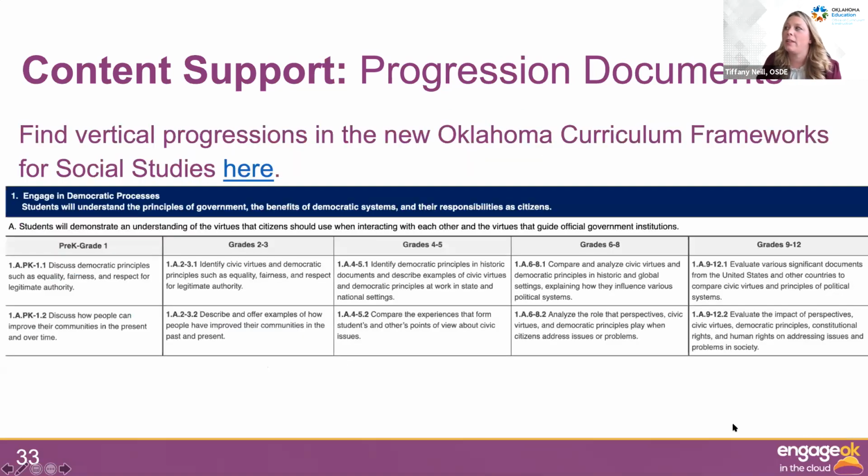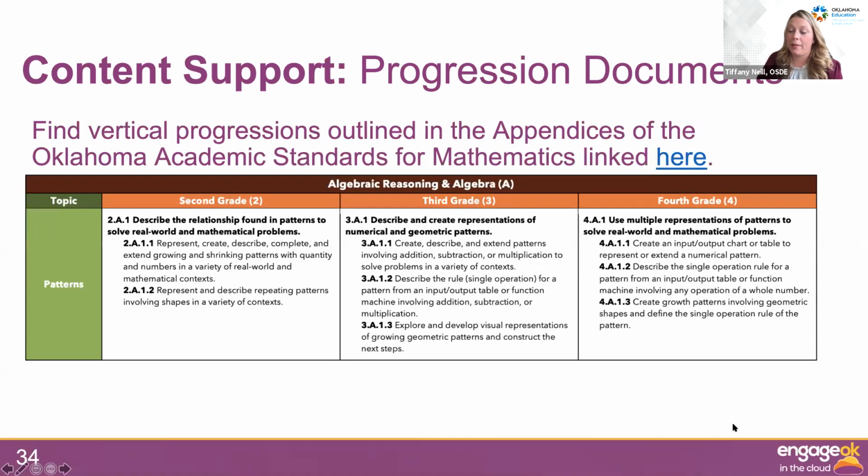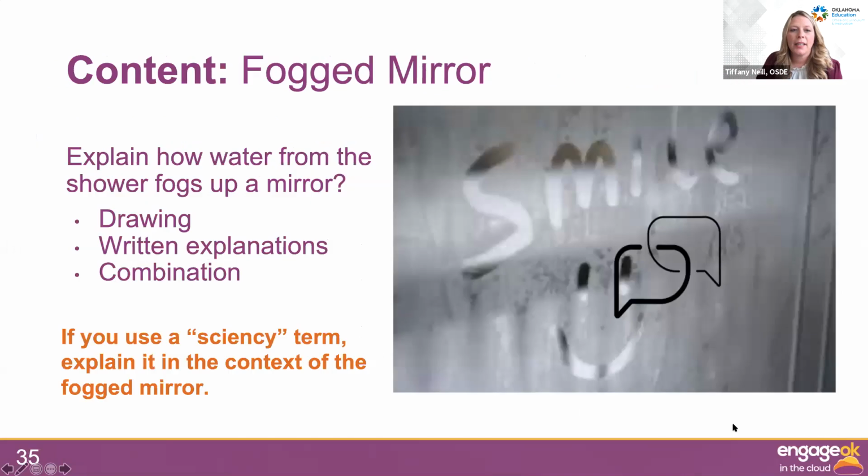We also have them available for social studies, for mathematics. And then I'm going to take us back to the fogged mirror example and see how this can really be used by the teacher as you're thinking about differentiated instruction and the content that you're preparing your lesson or activities around. So here, remember, we're trying to figure out if students can explain what causes a mirror to fog up.